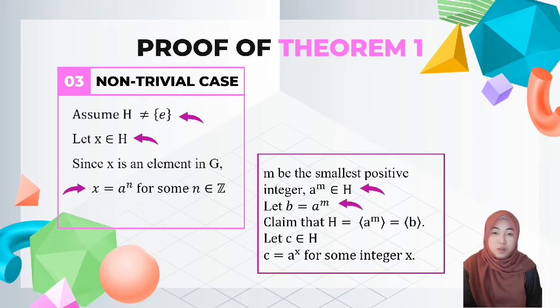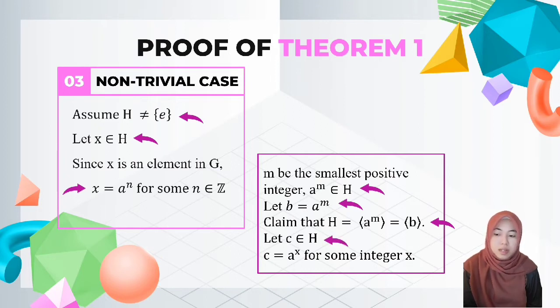We let b equal a to the power of m. So now we are going to claim that our subgroup H can actually be generated by this element a to the power of m, which is equal to b. So it can be generated entirely by this element b. To prove our claim that H is cyclic, we need to show that any element in our subgroup H can be written as a power of our element b.